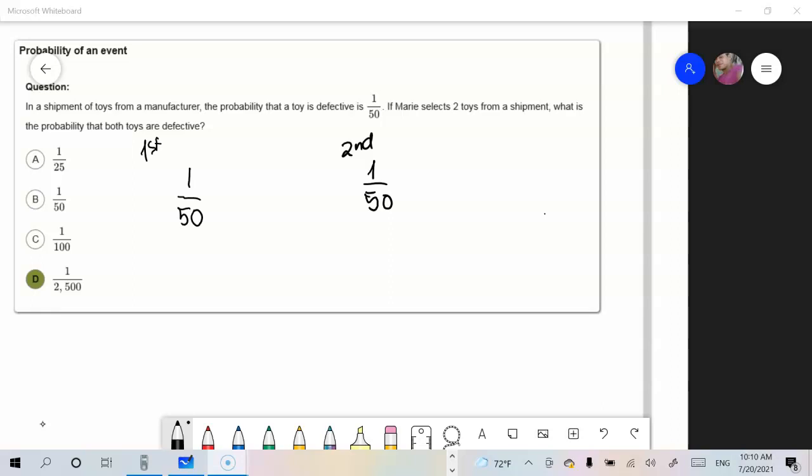So when that happens, the probability that the first toy is defective and the second toy is defective is going to be the product of the two probabilities. So you're going to have 1 over 50 multiplied by 1 over 50. So you multiply the numerators, so you're going to have 1 at the top, 1 by 1 gives you 1. And you're going to multiply the denominators, so 50 by 50 is going to give you 2,500. So that's why option D is the correct option here, okay?